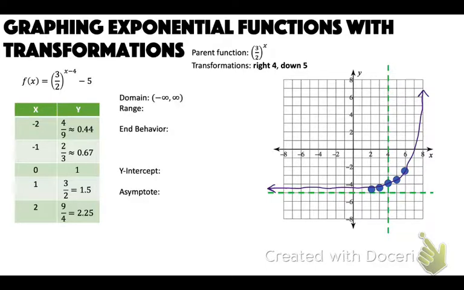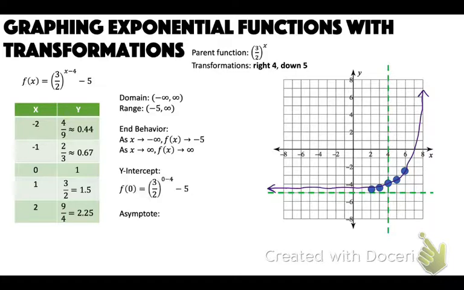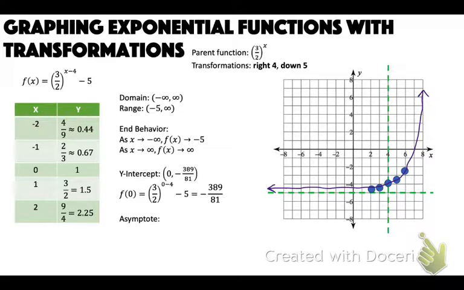Domain, negative infinity to infinity. Range, negative 5 to infinity. And behavior, as x goes to negative infinity, f of x goes to negative 5. And then as x goes to infinity, f of x goes to infinity. Our y-intercept, if we plug 0 in there, you're going to get, I just use my calculator here, you get negative 385 over 81, which as a decimal is negative 4.75. And then our asymptote is y equals negative 5.